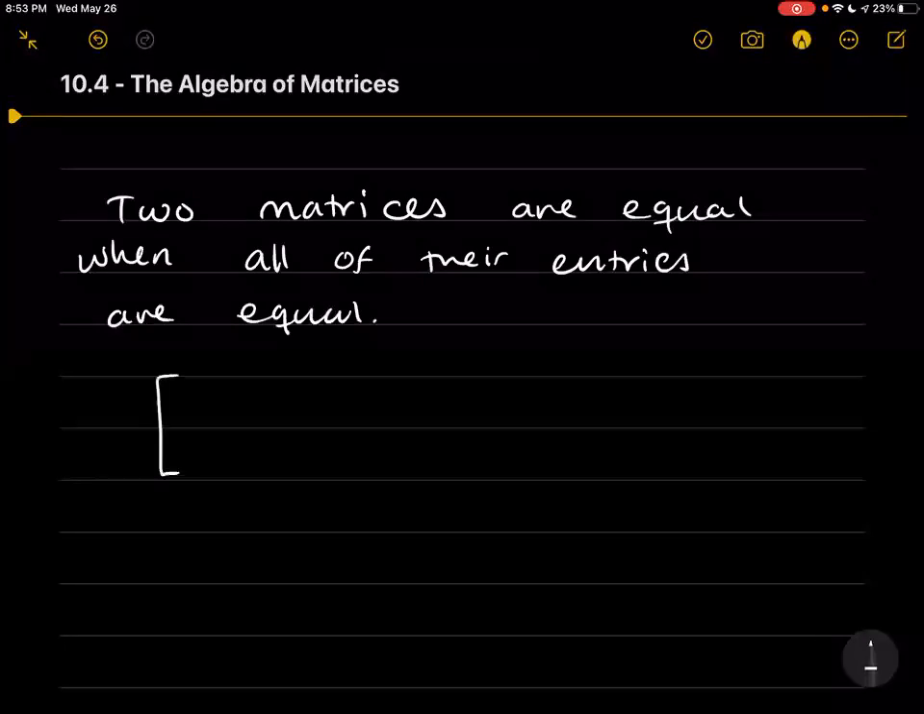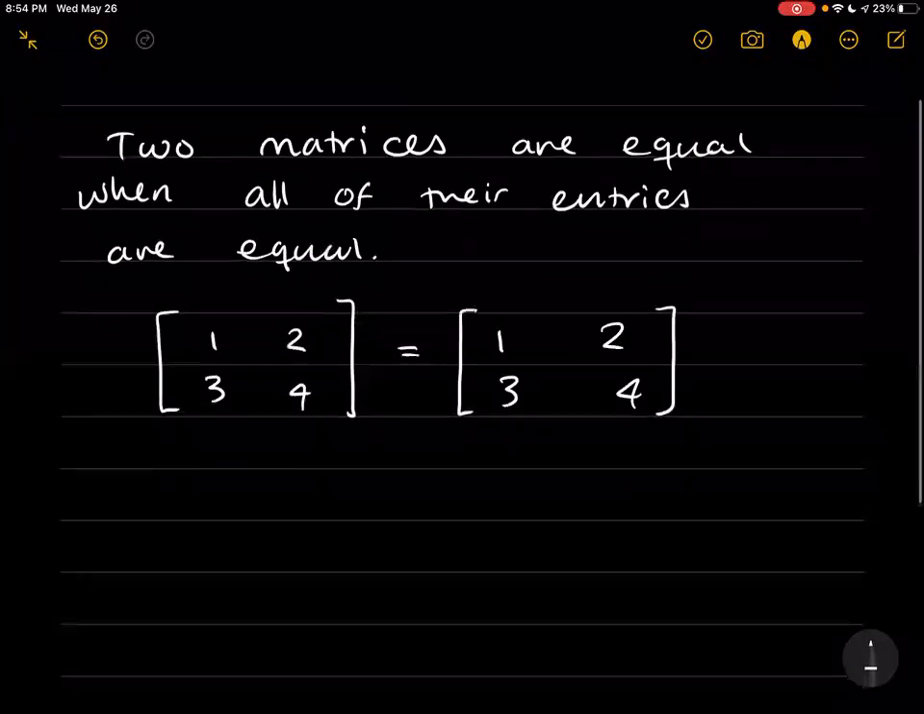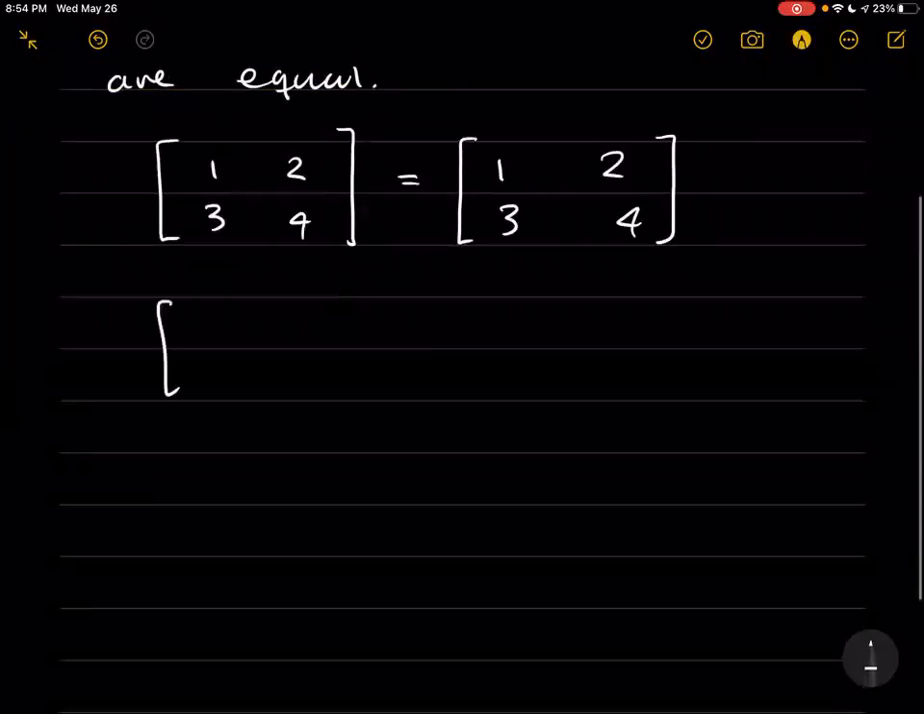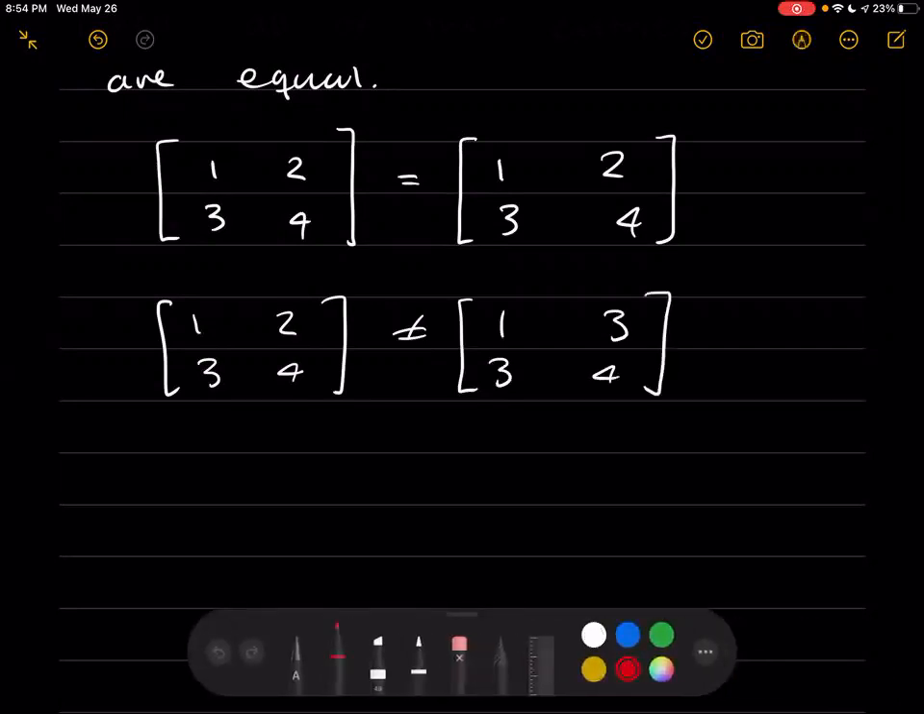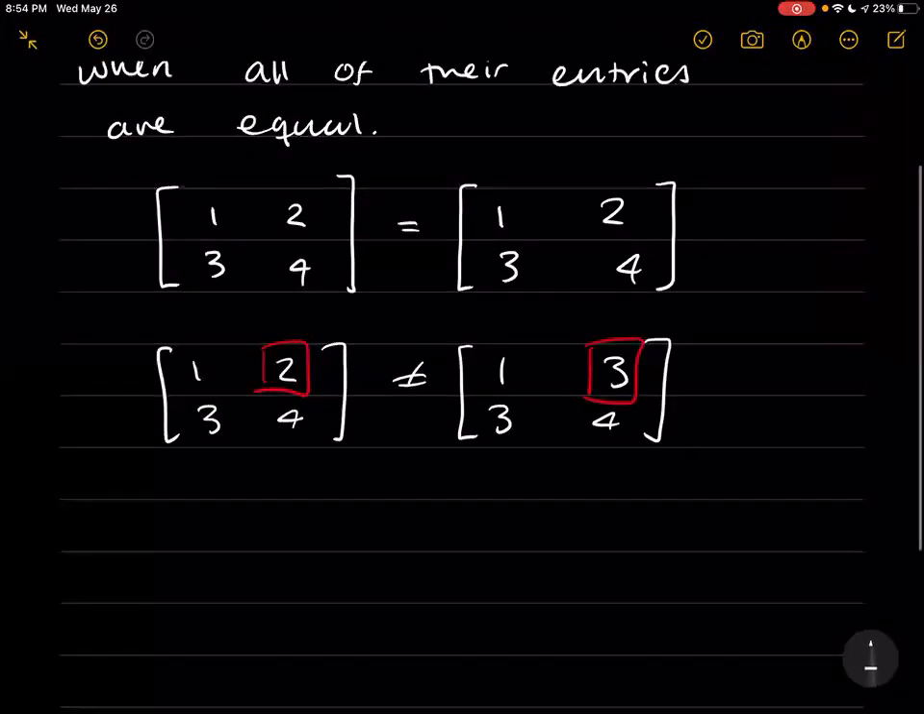So if you had the matrix 1, 2, 3, 4, that's going to be equal to the matrix 1, 2, 3, 4. But if you have the matrix 1, 2, 3, 4, that's not going to be equal to the matrix 1, 3, 3, 4, right? Because they differ on an entry. There's 2, there's 3, they're different. So matrices are only equal when all their entries are equal. That kind of makes sense.